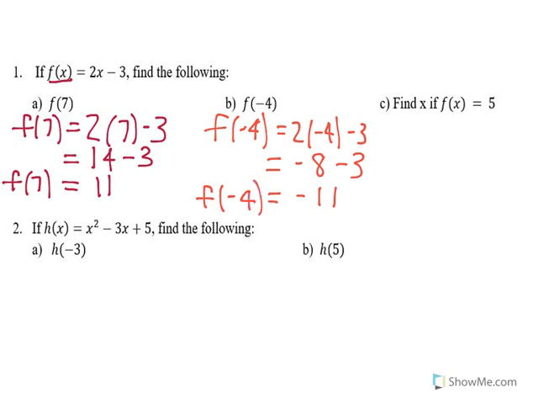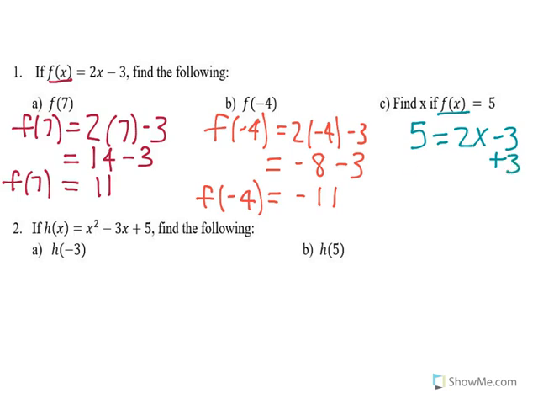Now we'll see in c that it's a little different notation. It says find x if f of x is equal to 5. So this is not asking us to plug 5 in for x anymore. What it's telling us to do is to set the equation f of x equal to 5. So we're going to set 5 equal to 2x minus 3. We want to solve for x. We don't know what's being plugged in, but we know that the output, the end number, is going to be 5.